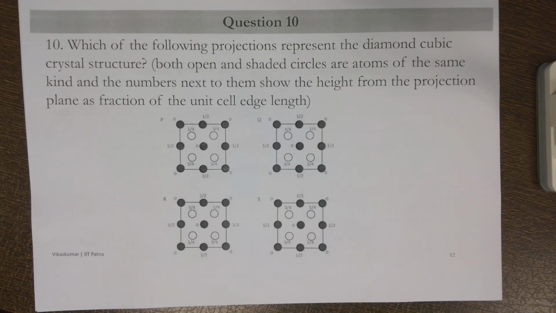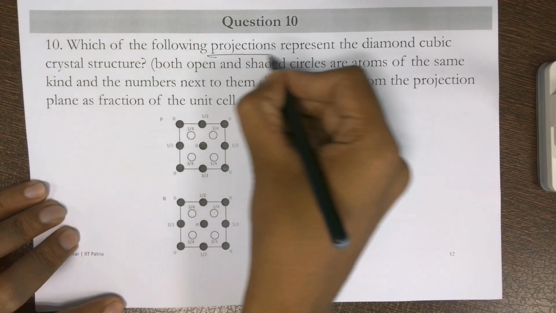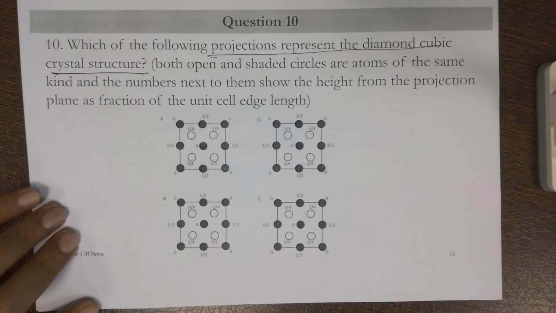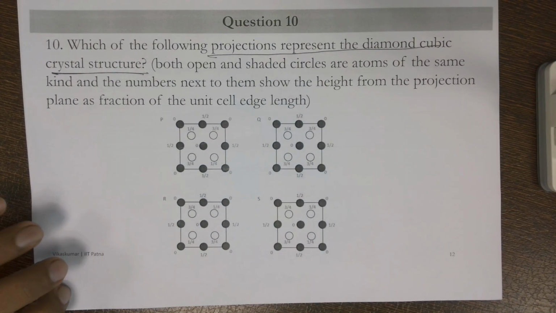Any doubt, let me know. If not, let's go to the next question. Question number 10. I think this question has been asked in the quiz. The question is that we have to find the projection representing the diamond cubic structure.